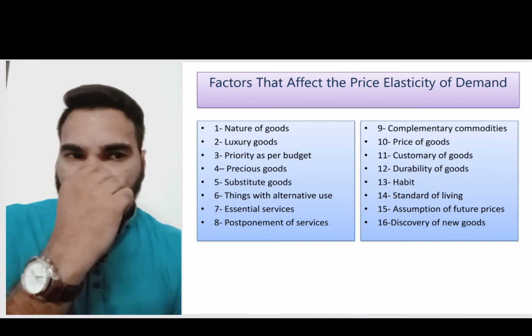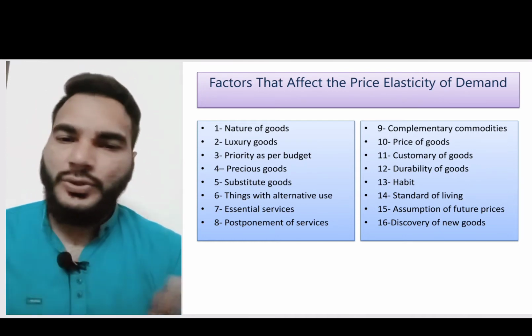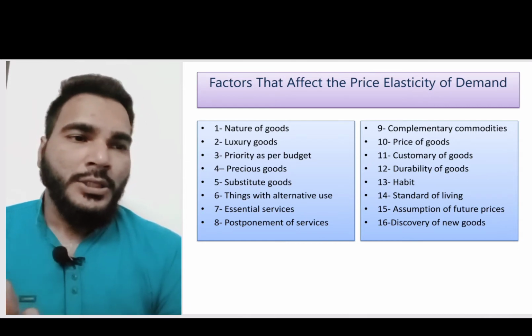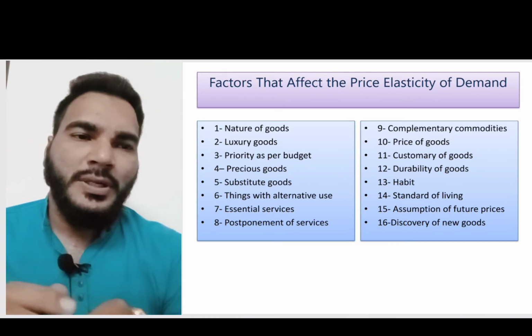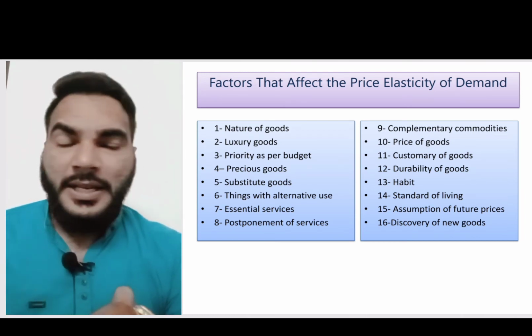Then we have factors that affect the price elasticity of demand. Now, as we saw, there are 5 different types of price elasticity of demand. So now let's take a quick example of what factors actually affect the elasticity of demand.